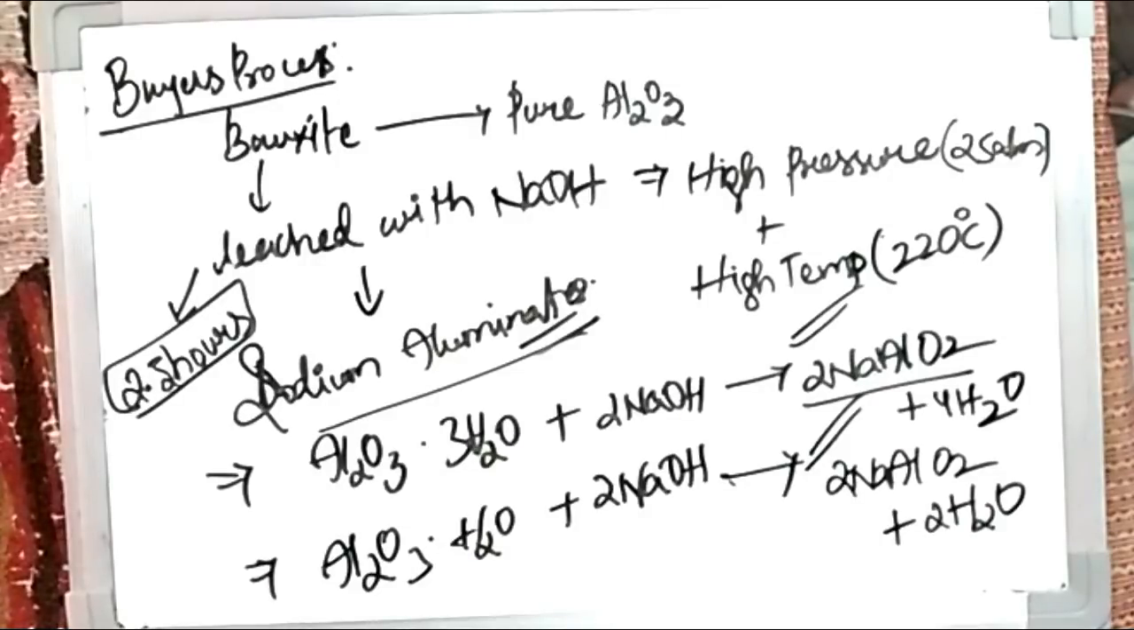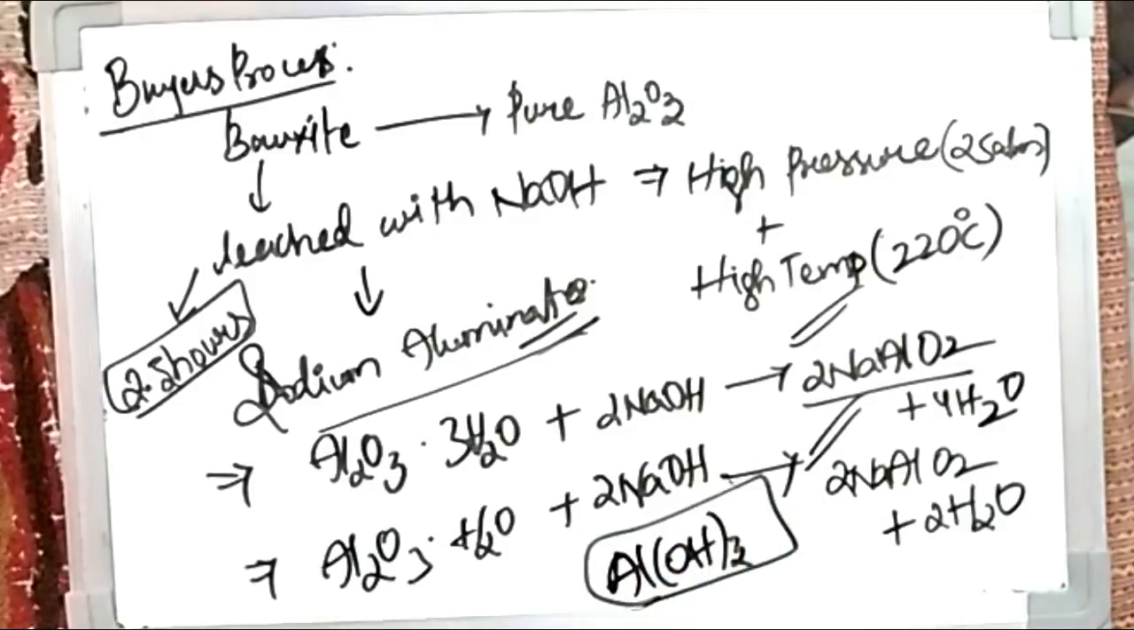Whatever leach liquor is obtained is cooled to a very low temperature. That means whatever solution we got here is allowed to precipitate. It is depressurized in order to form crystals of pure Al2O3. So this sodium aluminate is again precipitated, and from this, usually Al(OH)3 is formed.